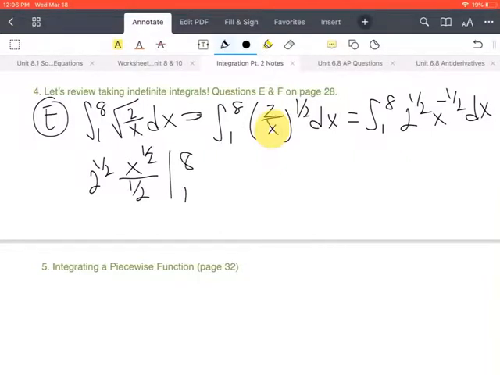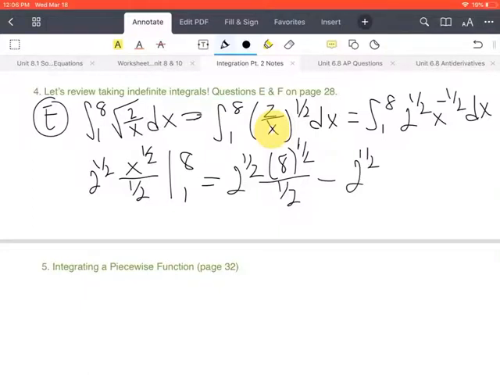Evaluated from 1 through 8. And when I say evaluated from 1 through 8, that means I'm going to take 8 and plug it in for x. Then minus 1 plugged in for x. Okay, and that's it. There's no need to simplify. Once you get to that point, you can box it and you are done.